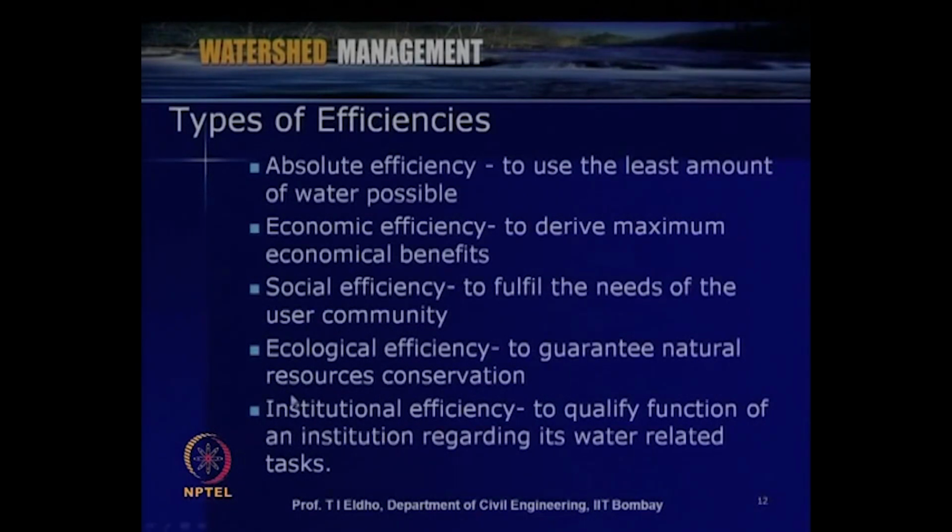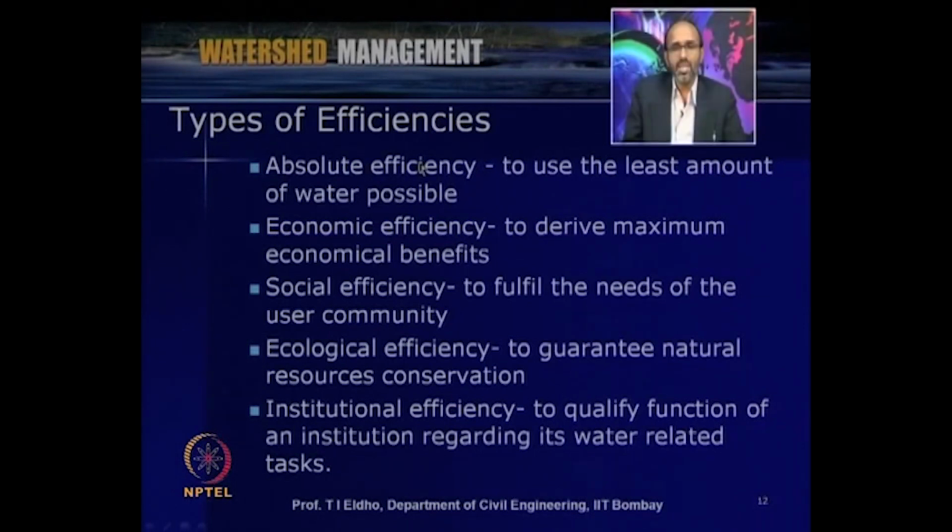So, when we look into the efficient utilization of water, we have to consider various types of efficiencies as far as water use is concerned. Some of the important efficiency norms that we can adopt are listed here. The first one is absolute efficiency. This is related to using the least amount of water as far as possible. In terms of the use of water, we want to reduce the use as much as possible, and that is what we are looking for in absolute efficiency.